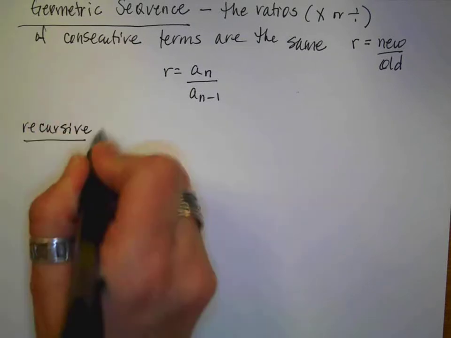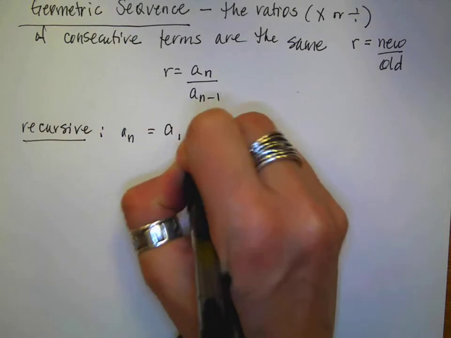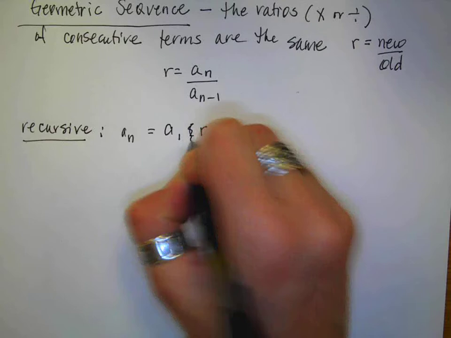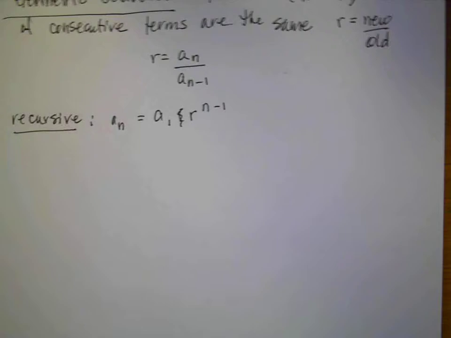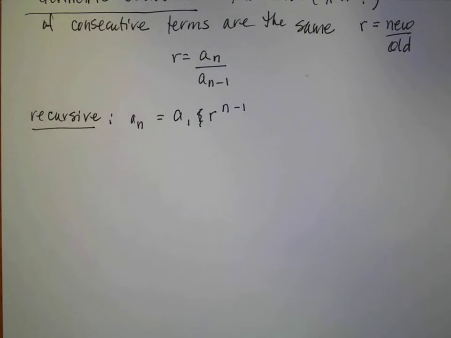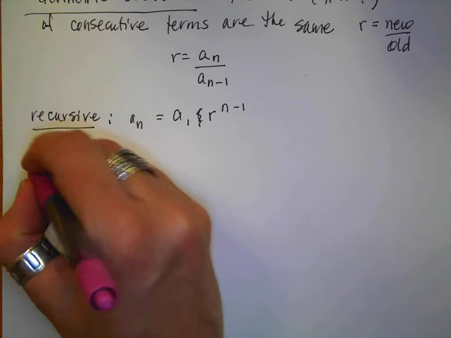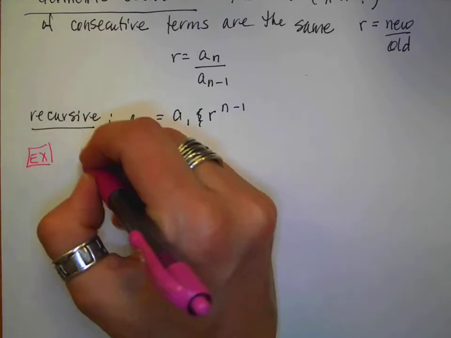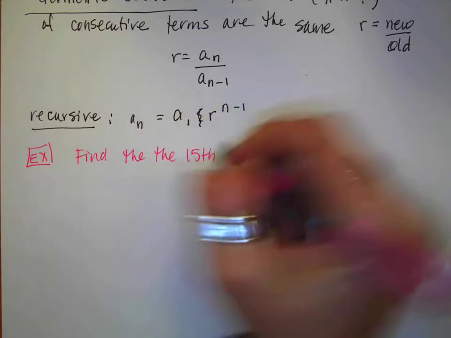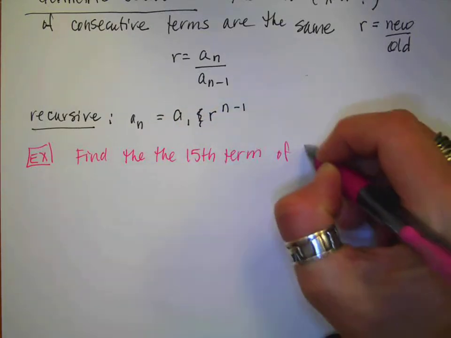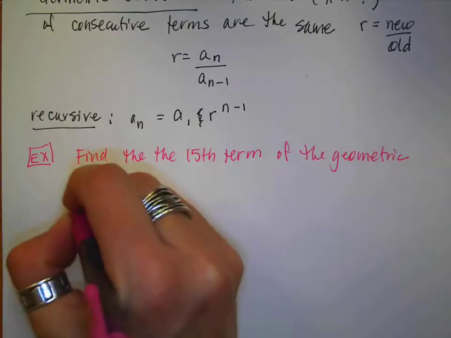Alrighty. The formula is going to be a sub n is equal to the first term, a sub 1, times r raised to the n minus 1. So remember, r is going to be my common ratio, a sub 1 is the first term, and n is the number's position. Okay? So if we start with an example, I want to find the 15th term of the geometric sequence.